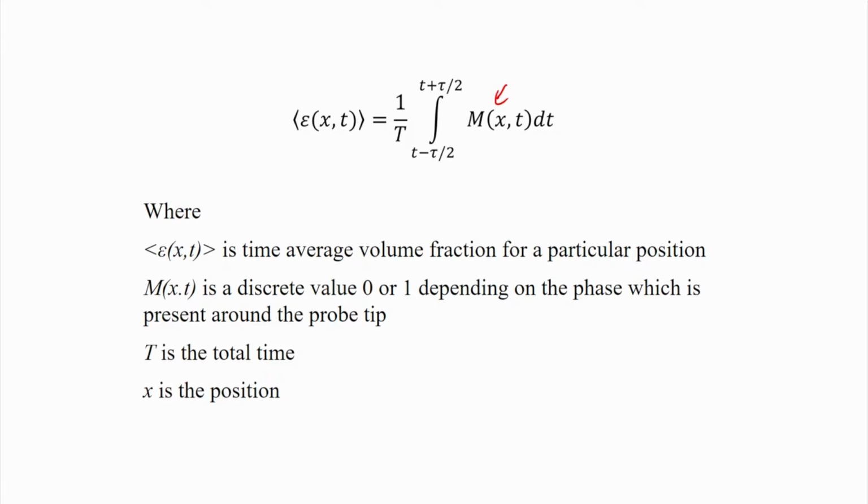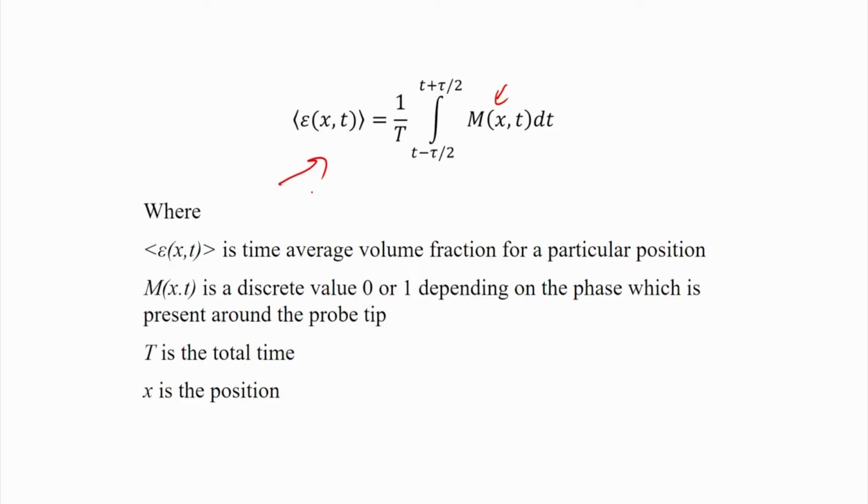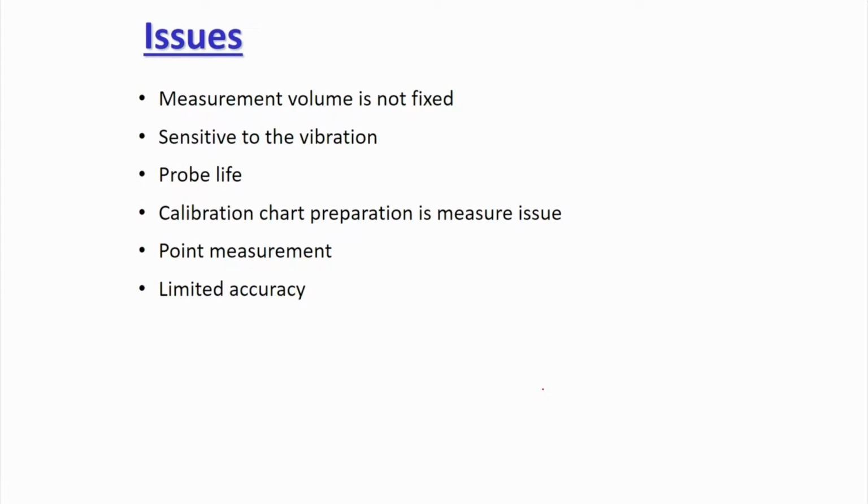We are integrating over how many times the bubble is coming, how many times the liquid is coming. You take the integral of that, you divide it by the total time, and that is nothing but the time average volume fraction. So, we are recognizing the phase by using the optical fiber probes. So, this is the way we calculate the epsilon. The problem remains the same, which is the calibration, that is, how to do the calibration.